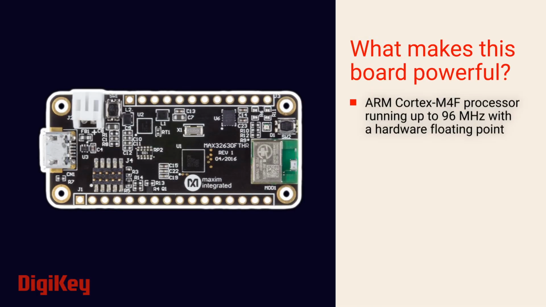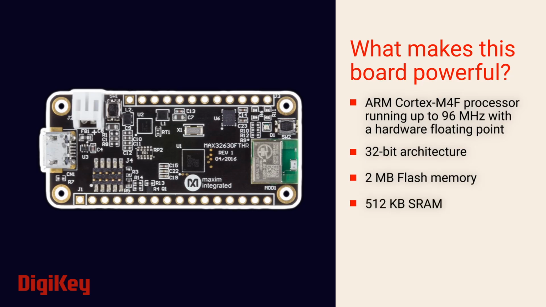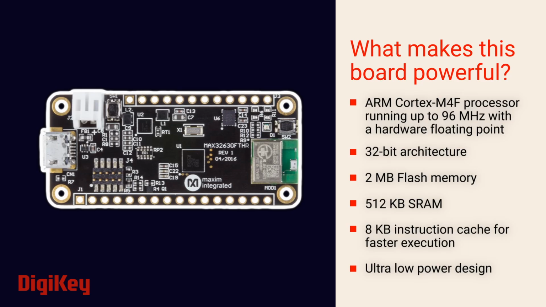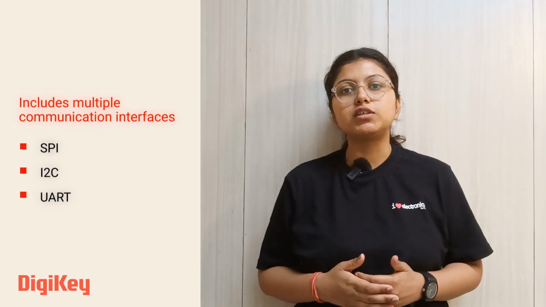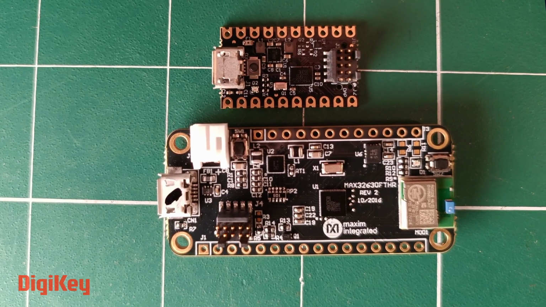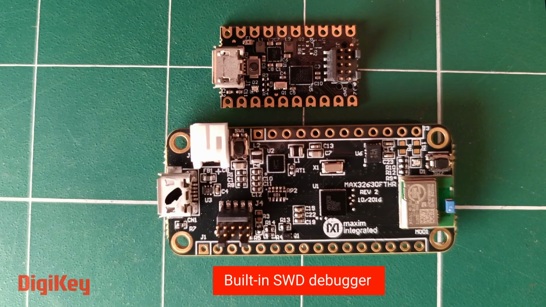Now let's take a look at what makes this board powerful. An ARM Cortex M4F processor running up to 96 MHz with a hardware floating point unit, a 32-bit architecture, 2 MB flash memory, 512 KB SRAM, 8 KB instruction cache for faster execution, and an ultra low power design with approximately 106 microamperes per megahertz active current. The board also includes multiple communication interfaces like SPI, I2C, and UART, which are essential for connecting components with the board. Another useful feature on this board is its support for debugging through an SWD debugger.